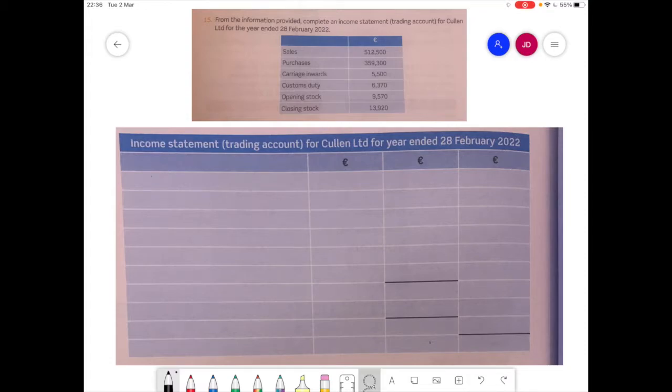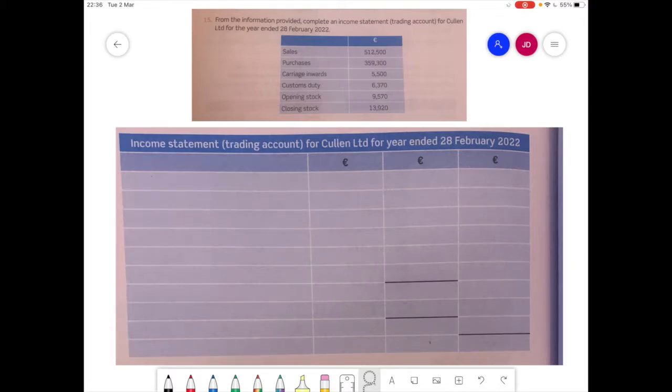We're told from the information provided, complete an income statement for Cullen Limited for the year ended 28th of February 2022. And we're told there's sales there of 512,500, purchases, carriage inwards, customs duty, opening stock and closing stock. So let's put that into the little table provided to us.